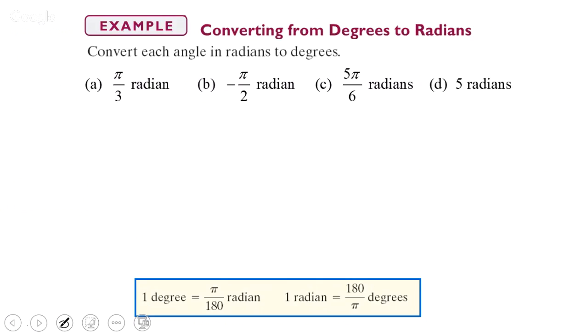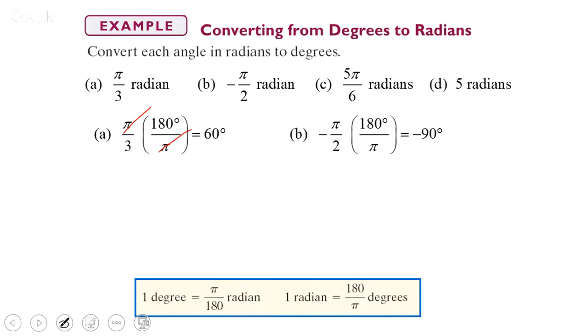So now I'm going from radian measure to degrees. Well, I have pi on top, so I get rid of pi on top. I need pi on the bottom. So now the pi's cancel out. And 180 divided by 3 is 60. And negative pi over 2, once again, I multiply by 180 over pi. The pi's cancel out, and 180 divided by 2 is 90. It's negative 90 degrees.